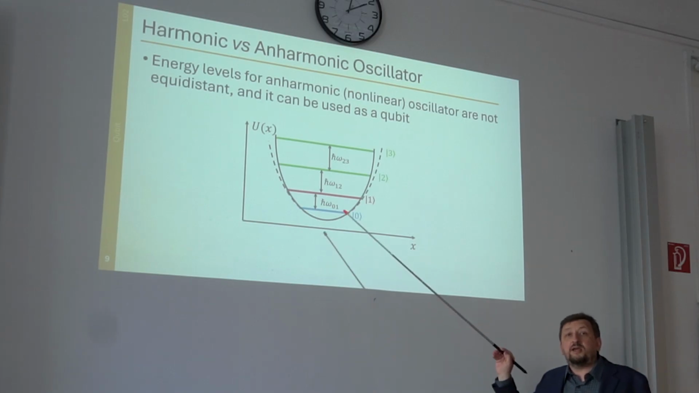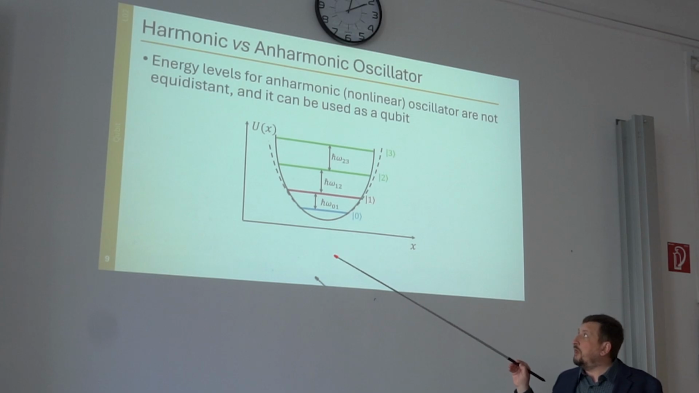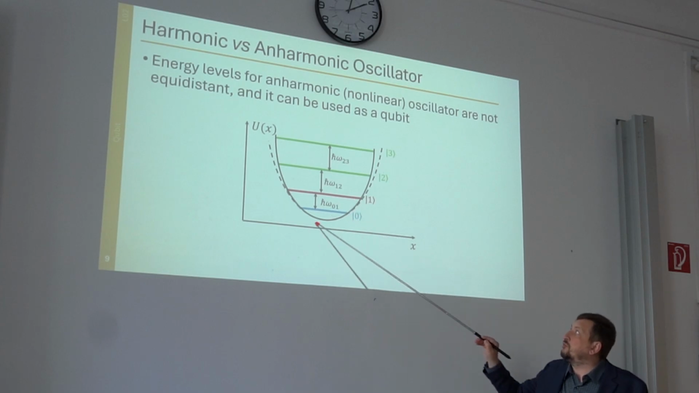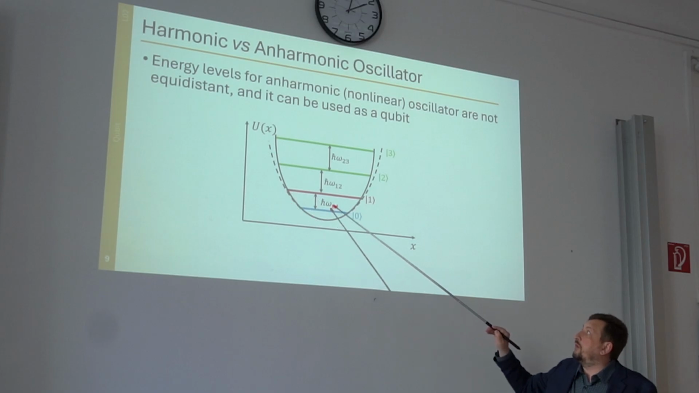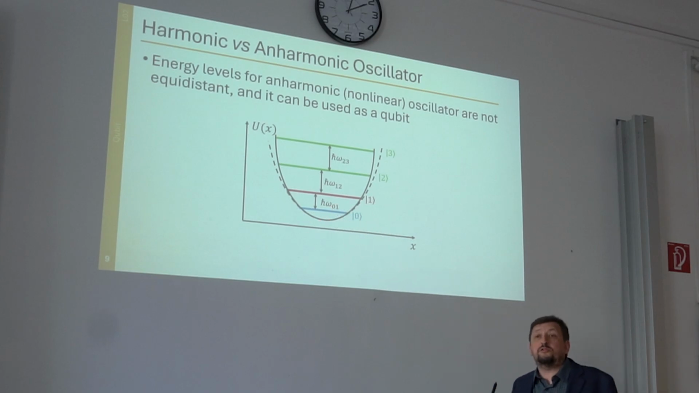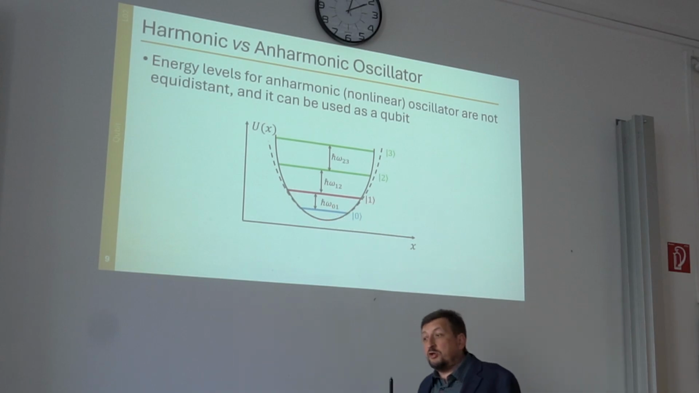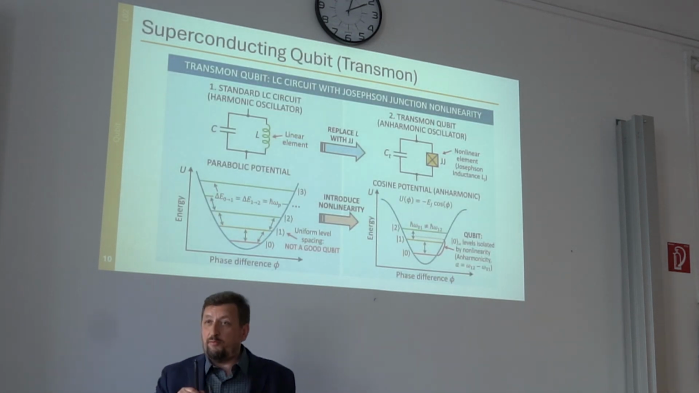In that case, again, we can use such a system as a qubit if we are careful and ensure that for all our operations, the qubit will not leave these two states. And in this case, for anharmonic oscillators, this is possible. And actually, superconducting qubits are exactly this type of qubit.